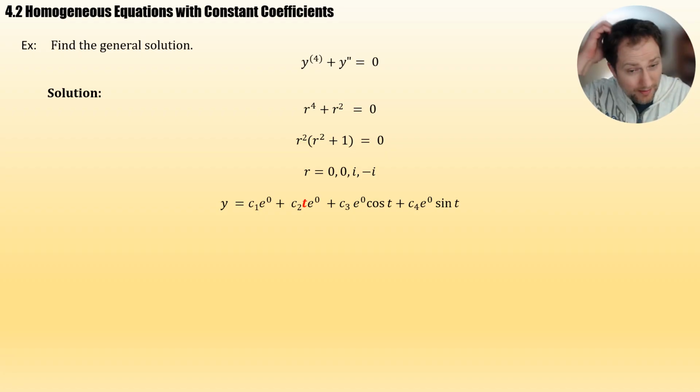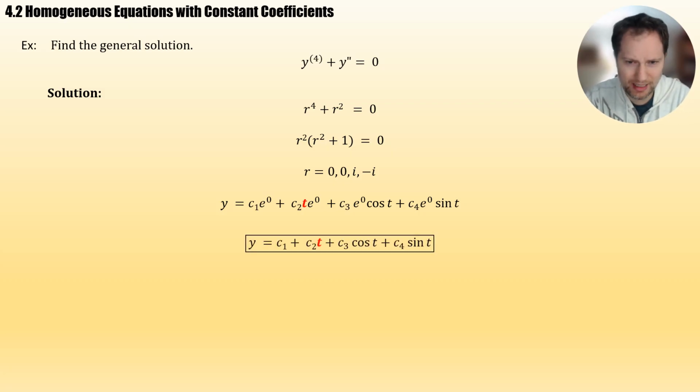We've got c1 e to the 0 for the 0, and then we got c2 t e to the 0. And then we got a cosine and a sine there with e to the zeros that don't contribute anything. So notice the presence of a t.